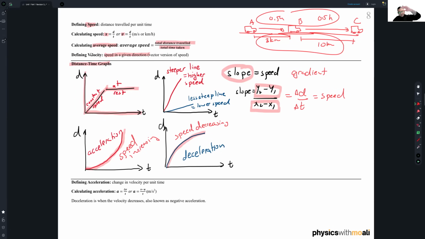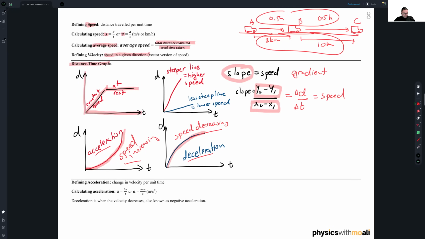It's getting less steep. For now, you cannot calculate the value of the acceleration or deceleration from a slope. But you can just identify and describe the movement as speeding up or slowing down, speed increases or speed decreases. We have another graph that shows us the value of the acceleration.